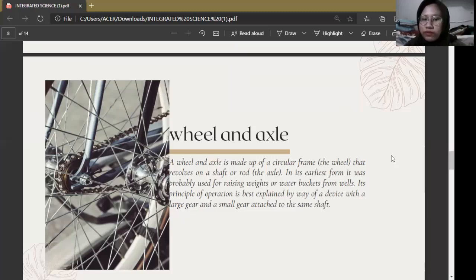In its earliest form, it was probably used for raising weights or water buckets from wells, of course. Its principle of operation is best explained by way of a device with a large gear and a small gear attached to the same shaft. You can see that this is the wheel of a bicycle. You can see this is the wheel, very clear, and the axle is in between the chain. Can you see this is the wheel and axle? So the wheel cannot move without the axle, and the axle cannot move without the wheel. So it needs to be like one package.